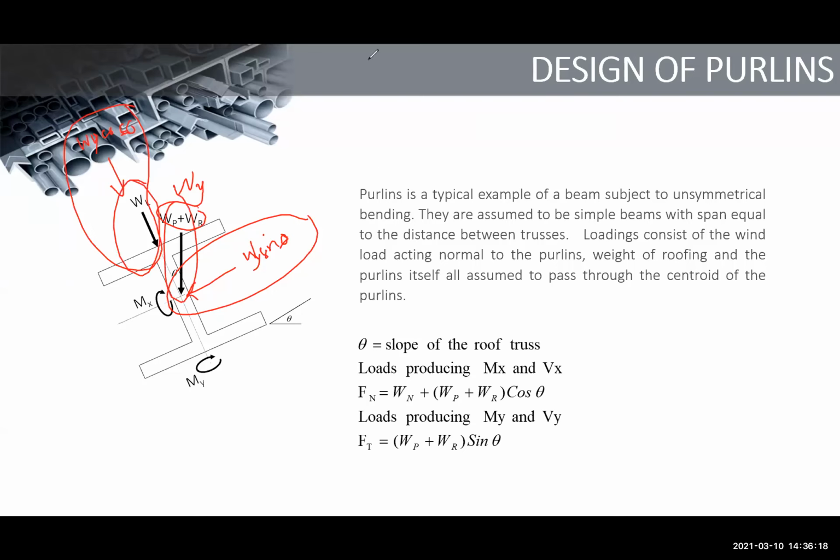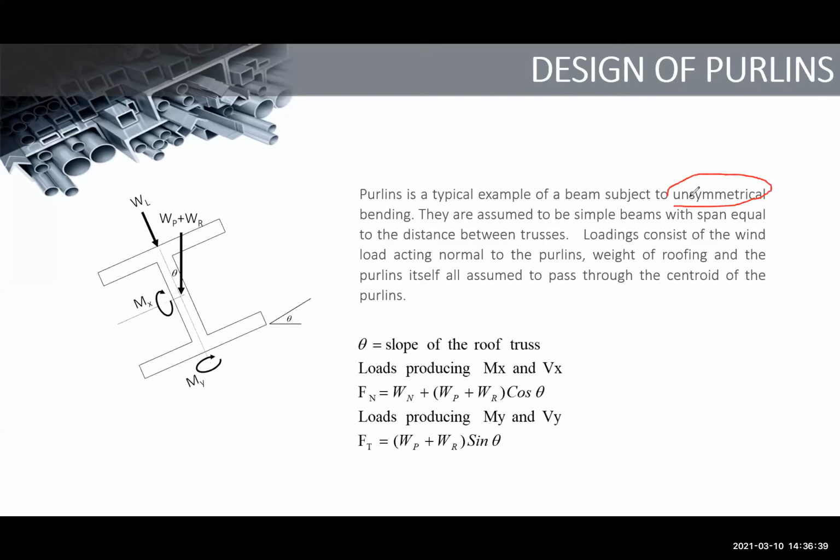So, yan. So, ang purlins kasi, di ba, I think if you recall sa first part of our discussion, purlin is a type of beam. Na kino-consider siyang beam yung purlin. So yan, purlin is a typical example of a beam subjected to unsymmetrical bending. Tulad ng sabi ko, no? They are assumed to be simple beams, so simply supported beam with span equal to the distance of the truss. Now, loading consists of wind load acting normal to the purlin, the weight of the roof, and the weight of the purlin itself. All assumed to pass through the centroid of the purlin. So ito yung mga load, no?